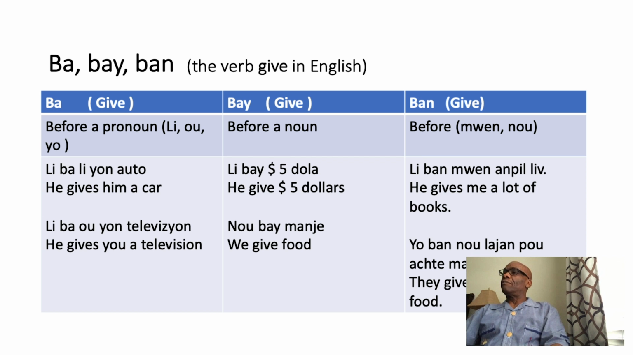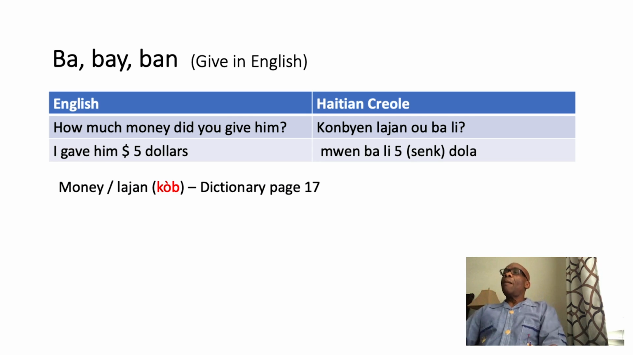Now, the same word give is ban before moins and nous. Li ban moins en bel liv. He gives me a lot of books. Li ban moins. You cannot say li ba moins or li bay moins. Li ban moins. Li ba li l'argent. He gives him money. Yo ban nous l'argent pour acheter manger. They give us money to buy food.